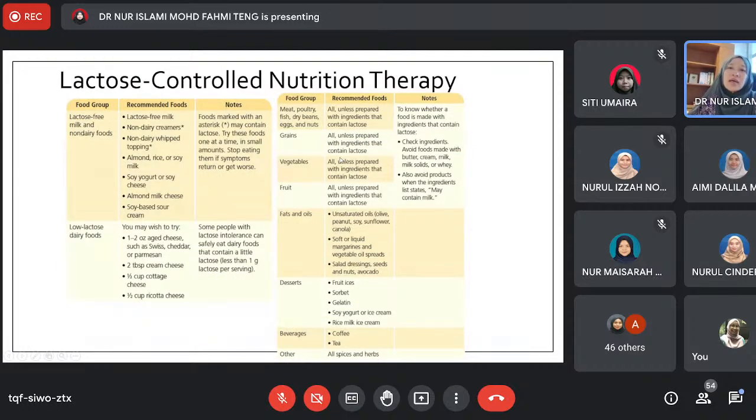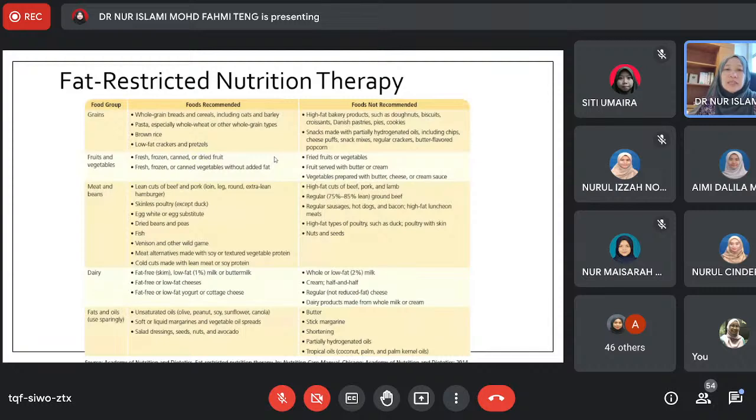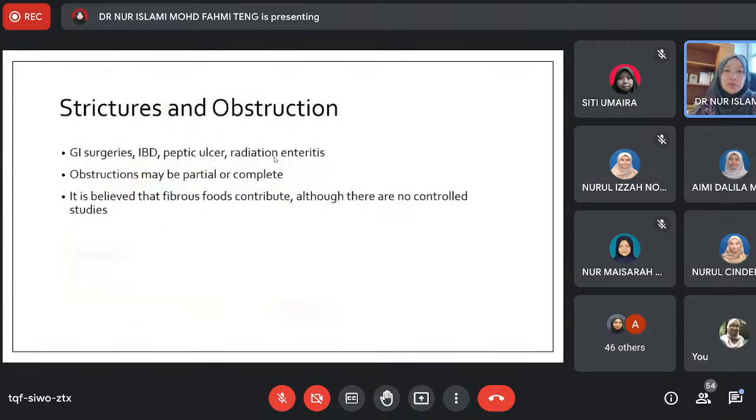Okay. And then those under lactose control nutrition therapy. So this is the food group that we recommend, and you can look here at our recommended food and unrecommended food. We just have two tables. That is for malabsorption.